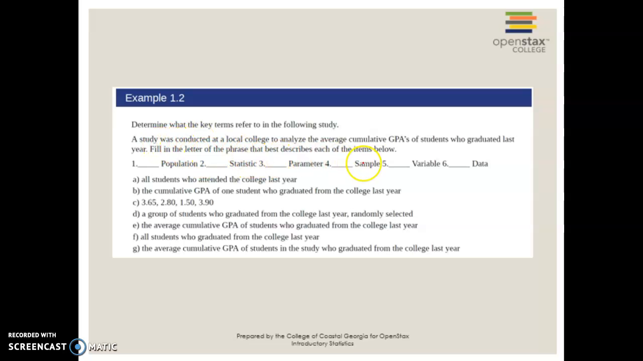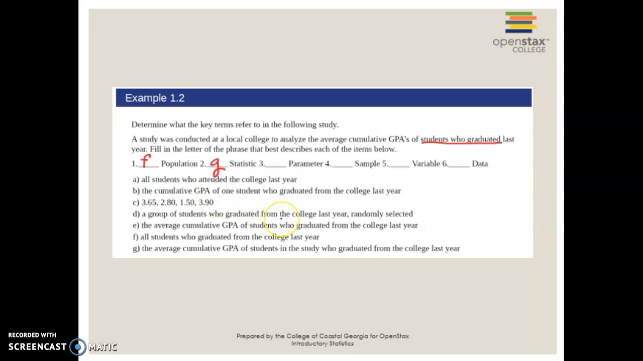Well, the whole population was not the students who attended the college last year. It was the students who graduated last year. So your population down there would actually match up with F, all students who graduated from the college last year. Your statistic. Number two. The statistic we're looking at is the average cumulative GPA of students who graduated from the college last year. So G would be your statistic there.